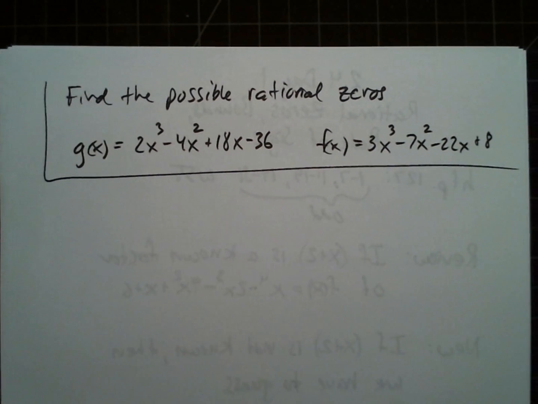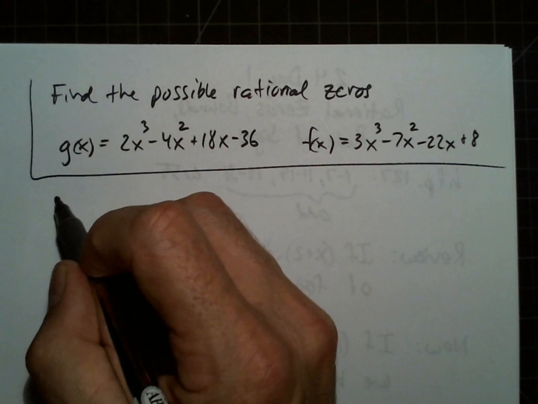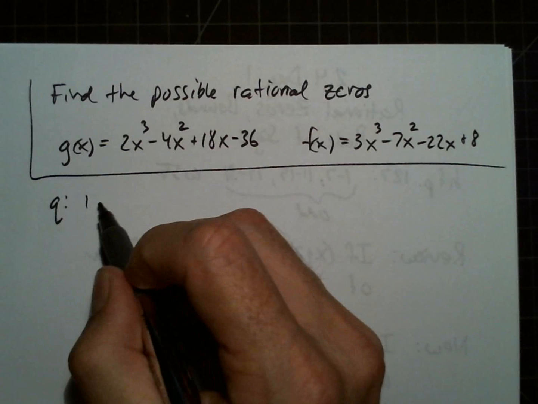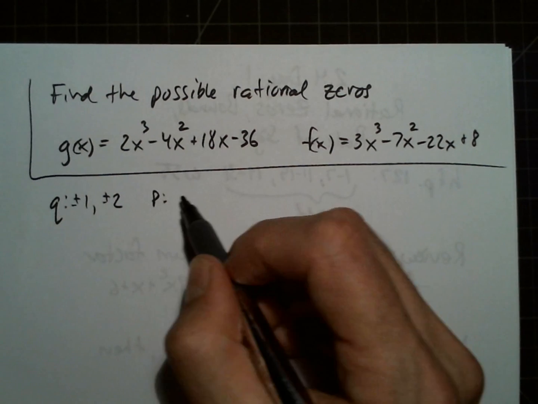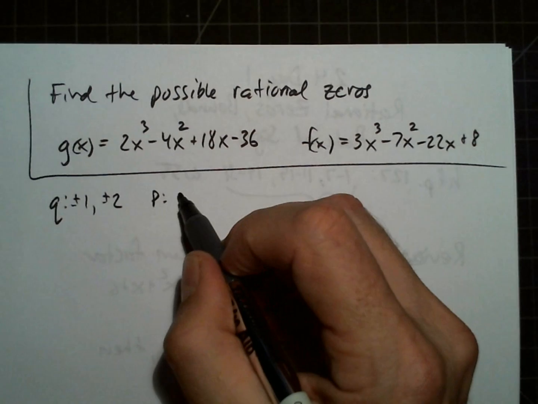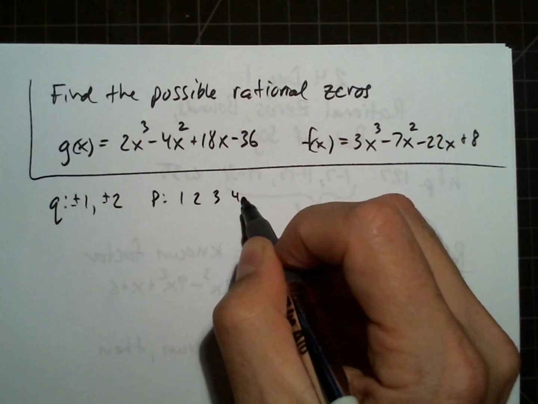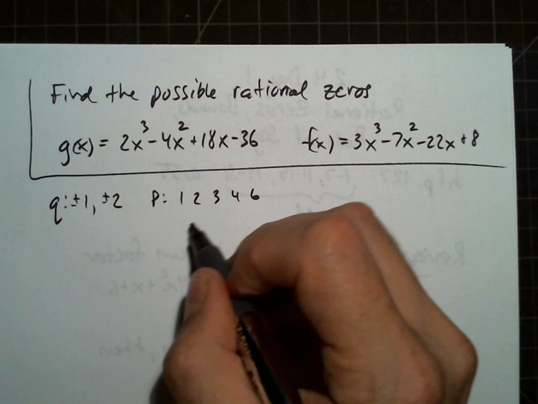All right. Find the possible rational zeros. So Q is going to be all the factors of 2: 1 and 2, positive and negative. And then P is all the factors of 36: 1, 2, 3, 4, we get a lot of them, 9, 12, 18.